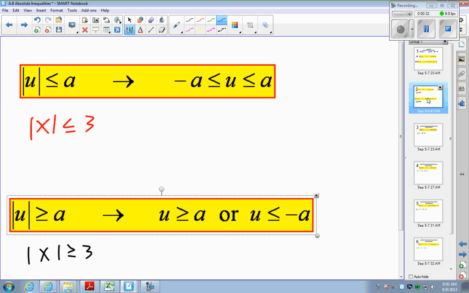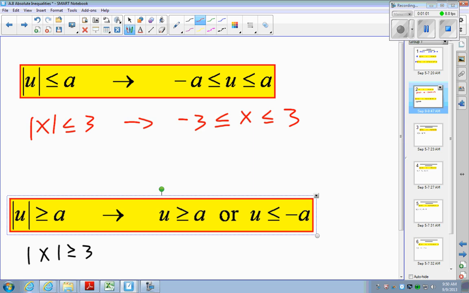So for the first one, where the absolute value of u is less than or equal to a, we'll get that negative a is less than or equal to u, which is less than or equal to a. Let's look at this one example, with the absolute value of x less than or equal to 3. So here, this rule will be saying that negative 3 is less than or equal to x, which is less than or equal to 3. So why is this true?